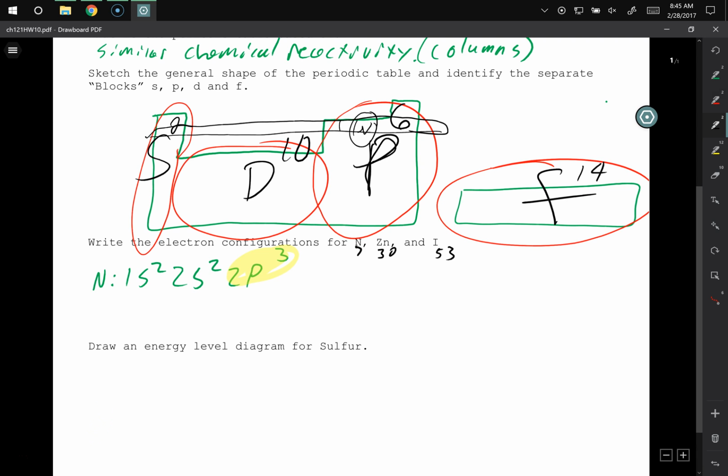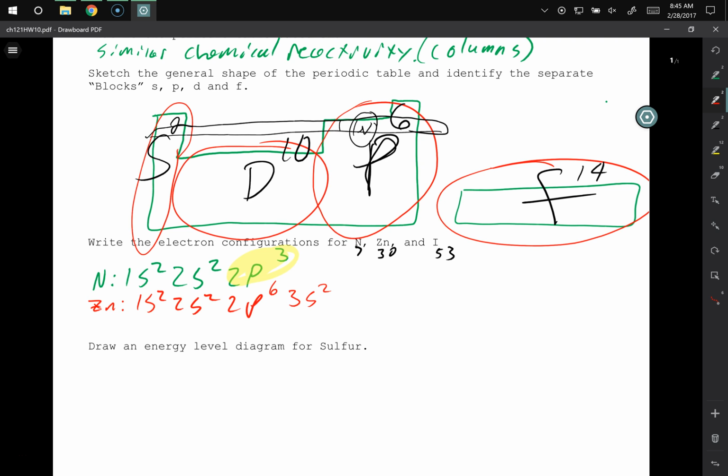Zinc. What are we doing with zinc? How do I start this off? 1s2, 2s2, 2p. What can I do this time? 6. What's next? How come I'm into the third energy level? There's no 2d. I've filled the first energy level and I've filled the second energy level because it only has 2 sublevels, and now I need to start filling the third energy level. I start off with an S like I do with all of them, and so I put 2 more electrons in there. I've used 12 of my electrons. I still need to get up to 30.